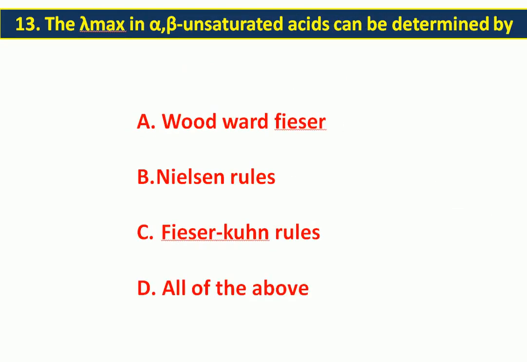Question number 13. The lambda max in the alpha beta unsaturated acids can be determined by. This is specially for PG students. Lambda max is determined by Fischer-Kuhn rules for alpha beta unsaturated acid. For UG students, they will ask you for diene and enone, lambda max is determined by Woodward-Fischer rules. But for alpha beta unsaturated acid, the rules are Fischer-Kuhn rules.